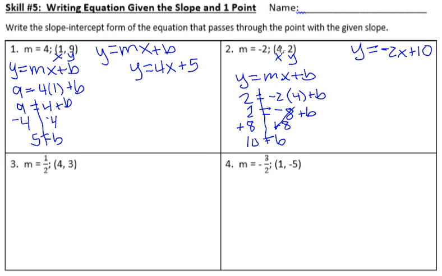I'm going to check my point. So I know that x is 4. If I do negative 2 times 4, I get negative 8. Well, negative 8 plus 10 is positive 2. And there we go. It checks out.